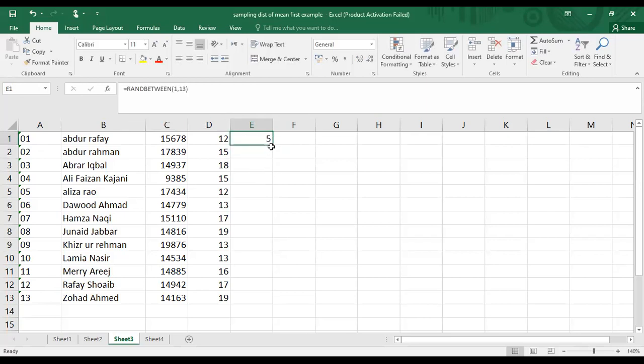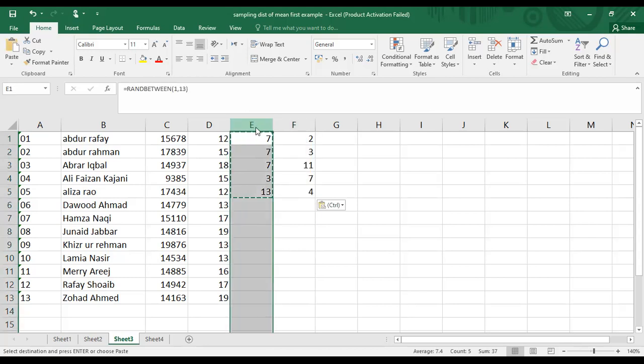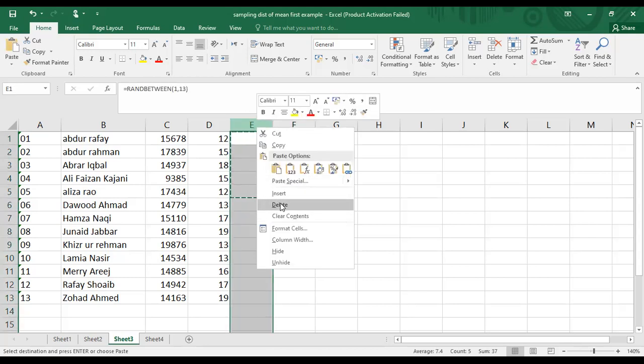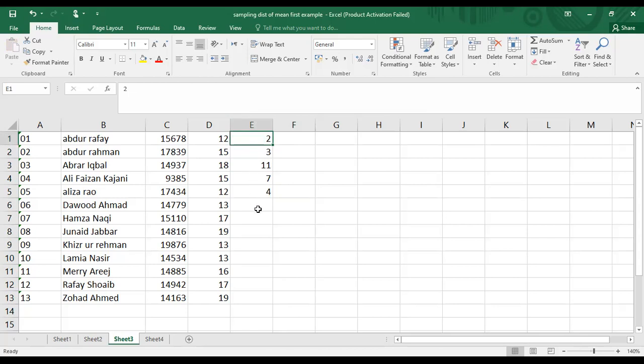How many random numbers do you have to select? 5. Because a random sample of 5 is to be drawn. So these are the 5 random numbers. We have to fix these numbers: just copy these random numbers and paste as values. Because every time we click on a cell in Excel, all of the cells are recalculated. So these are my sample values.